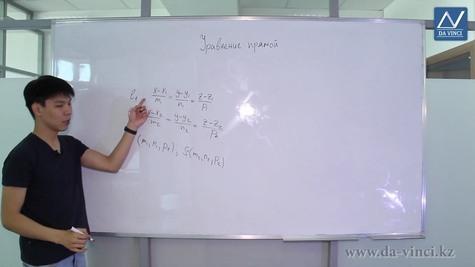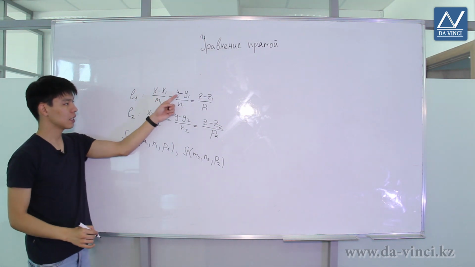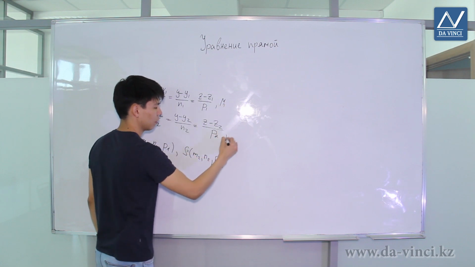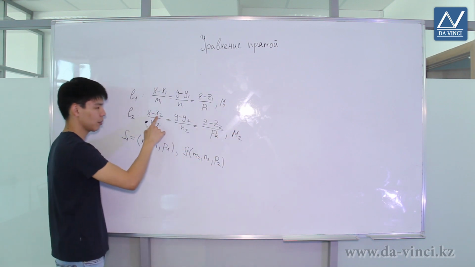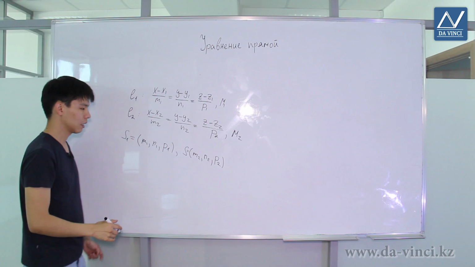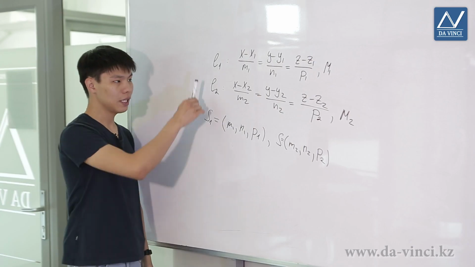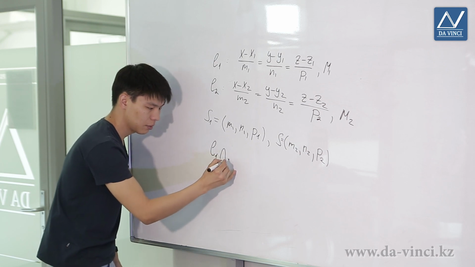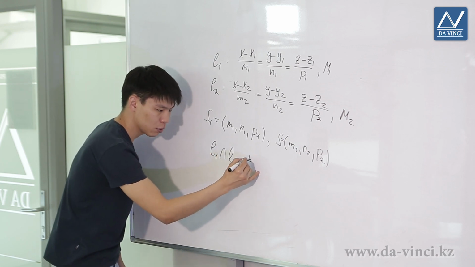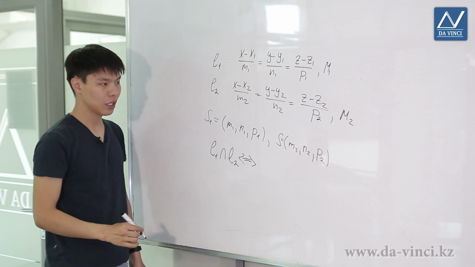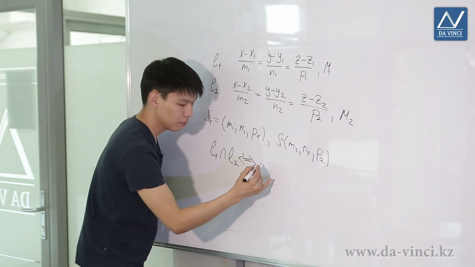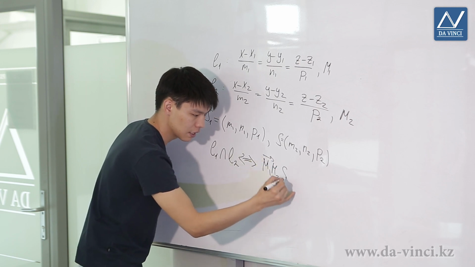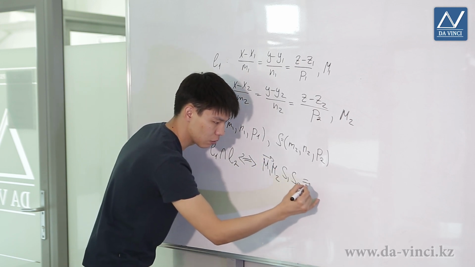Also, the first line passes through the point m1 with coordinates x1, y1, z1. The second one passes through the point m2 with coordinates x2, y2, z2. So lines L1 and L2 intersect in space. I'll write it like this. L1 intersects L2 if and only if the mixed product of vectors m1, m2, s1, s2 is equal to 0.